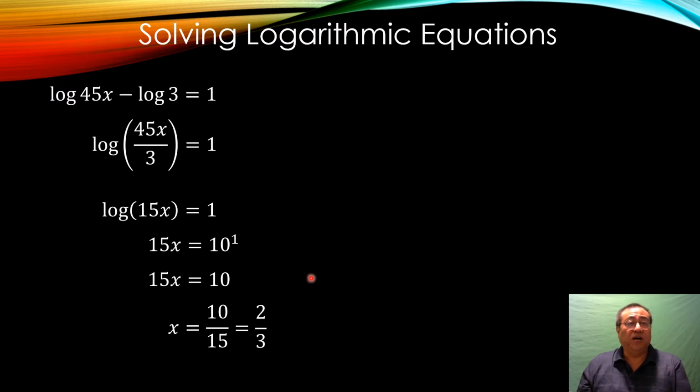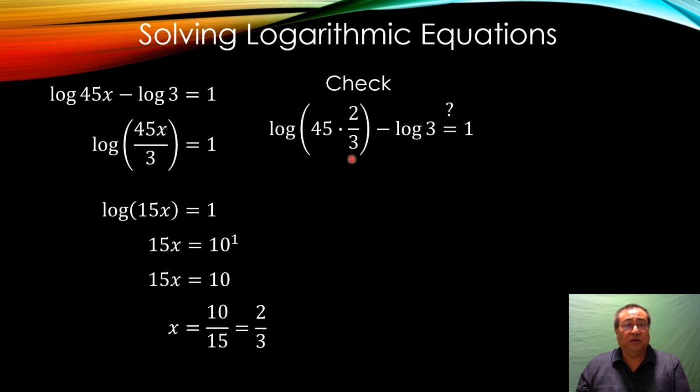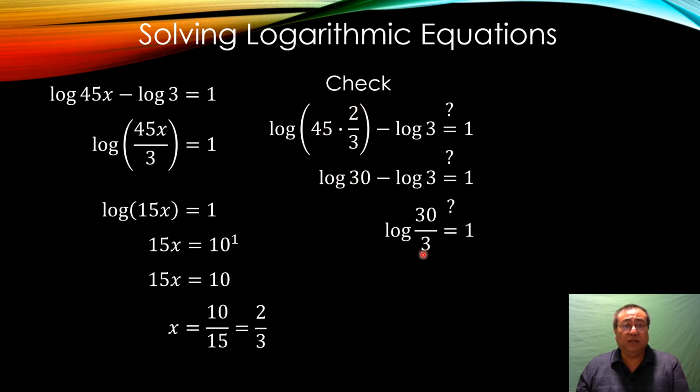All right, now we need to check this. We're going to plug this into this expression. So it's 45 times 2/3. Take the log of that, and then subtract log of 3. Well, let's take this first. 2/3 of 45 is 30. And continue with the left side.